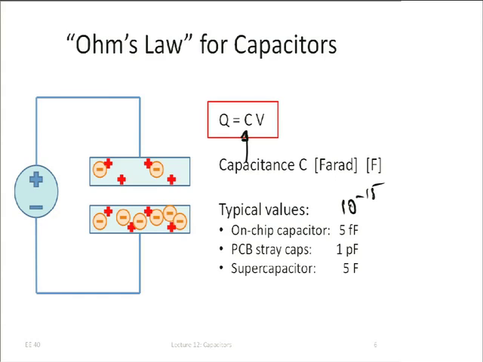And then at the other end of the scale, there are supercapacitors. They can be up to tens or even hundreds of farads. So we, of course, could calculate how many electrons there are on those.